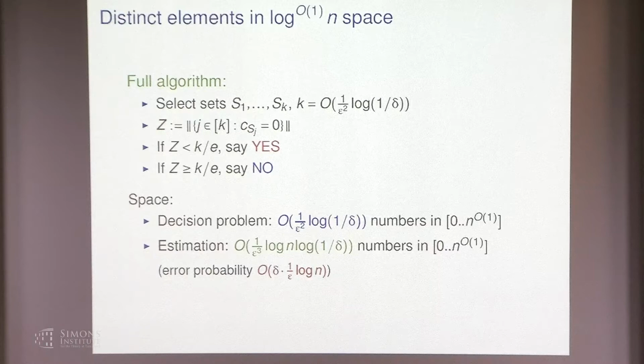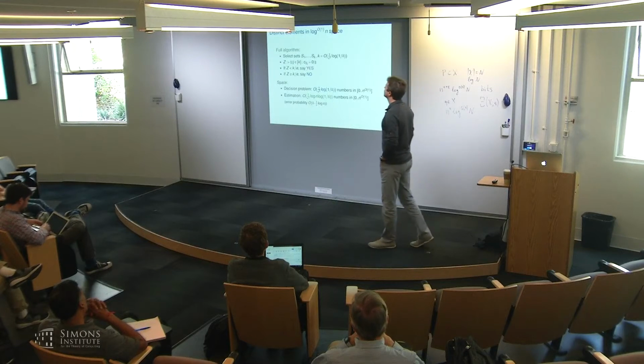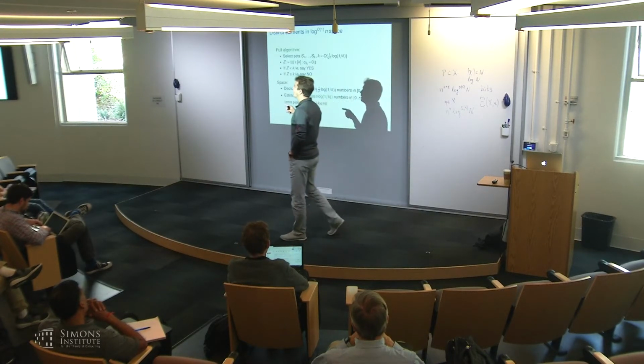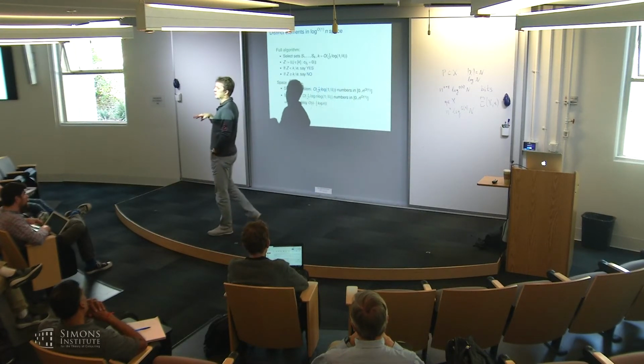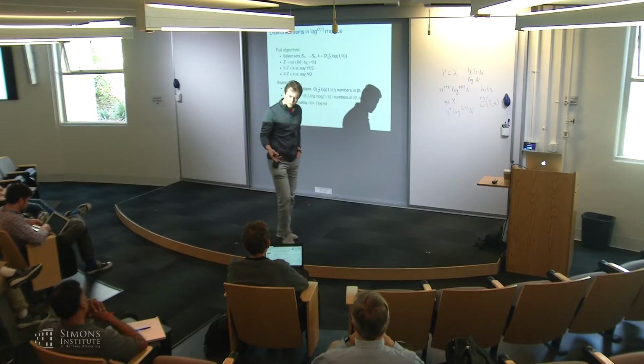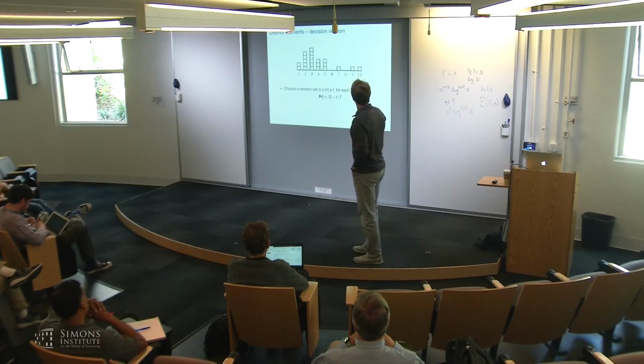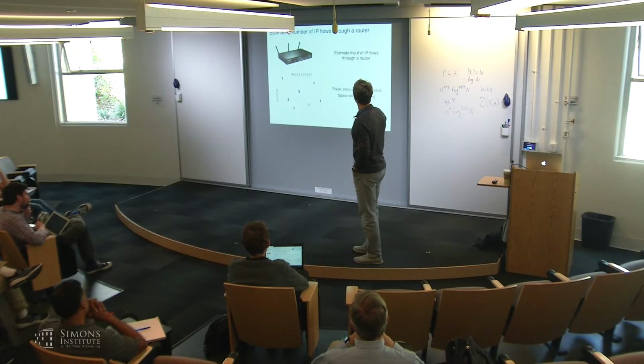Yes. So are you assuming that the numbers that you see are drawn uniformly at random from the entire set? Oh, good question. The question was, are we making this assumption that the numbers that we see are uniformly random? You mean the numbers that we're actually observing in the stream? No, we are not making this assumption.